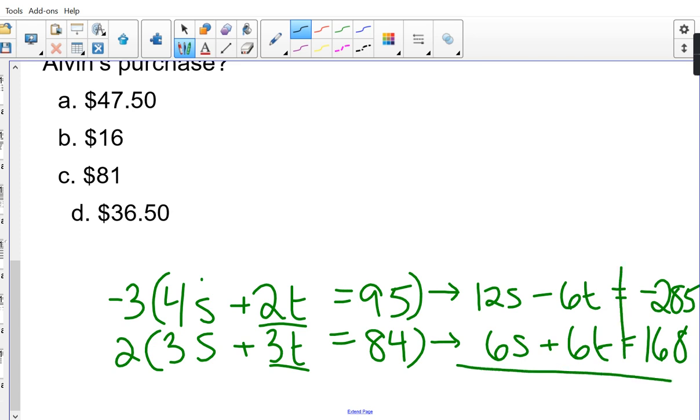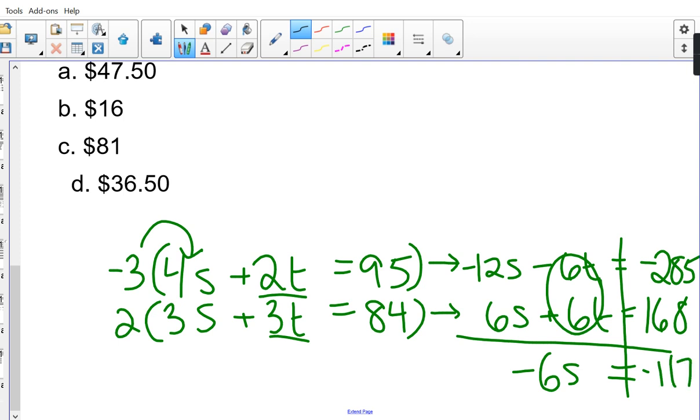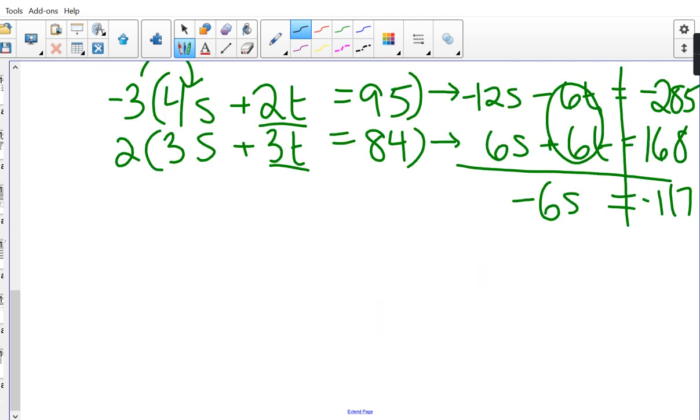Now if we think about adding the 2 sides of both equations together, I should say negative 12s, I'm sorry. That was negative 3 times 4s right here. That should be negative 12. So we have negative 12s and 6s, which is negative 6s. And we have negative 6t plus 6t, and that is our 0 pair. That makes 0. So we eliminated the variable t. We're left with negative 6s. And then on the other side, we have negative 285 and 168. If you add that together, you get negative 117. So now go ahead and solve that little equation for s.